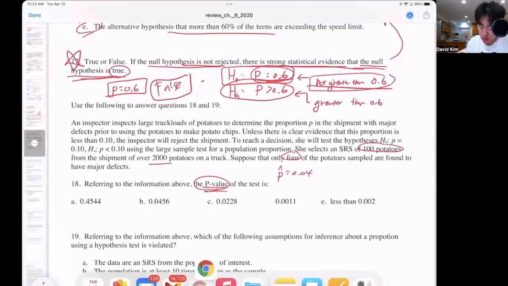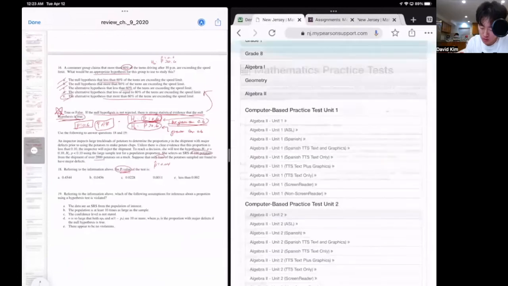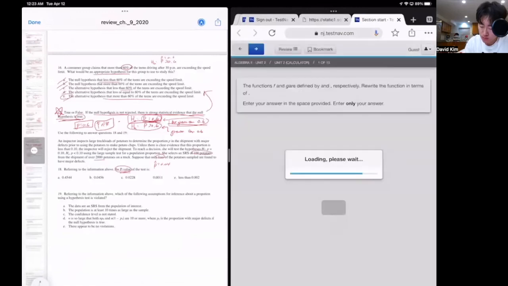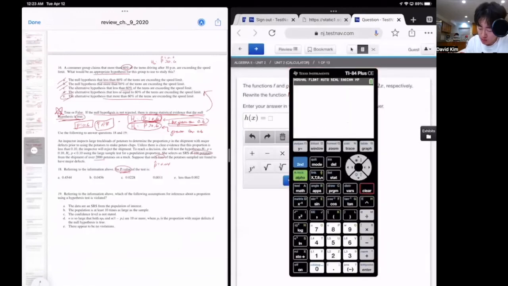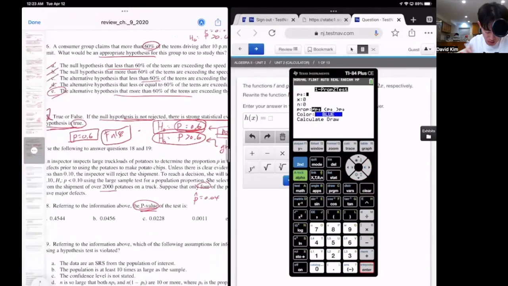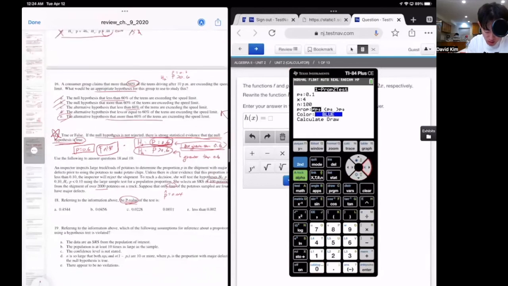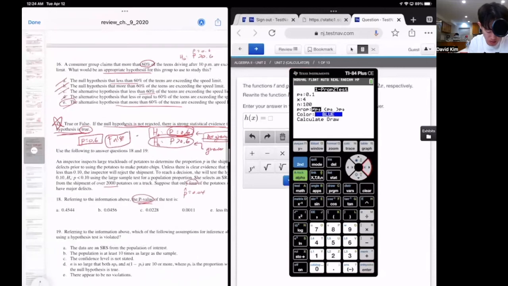So in order to do this quickly, I'm just going to use my calculator here. I'm going to go to algebra 2, and this is simply a one proportion z-test, so I'm going to go to 5. The p hat declared here is 0.1. The x is 4, and the sample size is 100. And if you read this carefully, it says that the alternative hypothesis is p is less than p sub 0, 0.1. Let's calculate. And it seems like we have a z-score of -2, p-value of 0.0228.